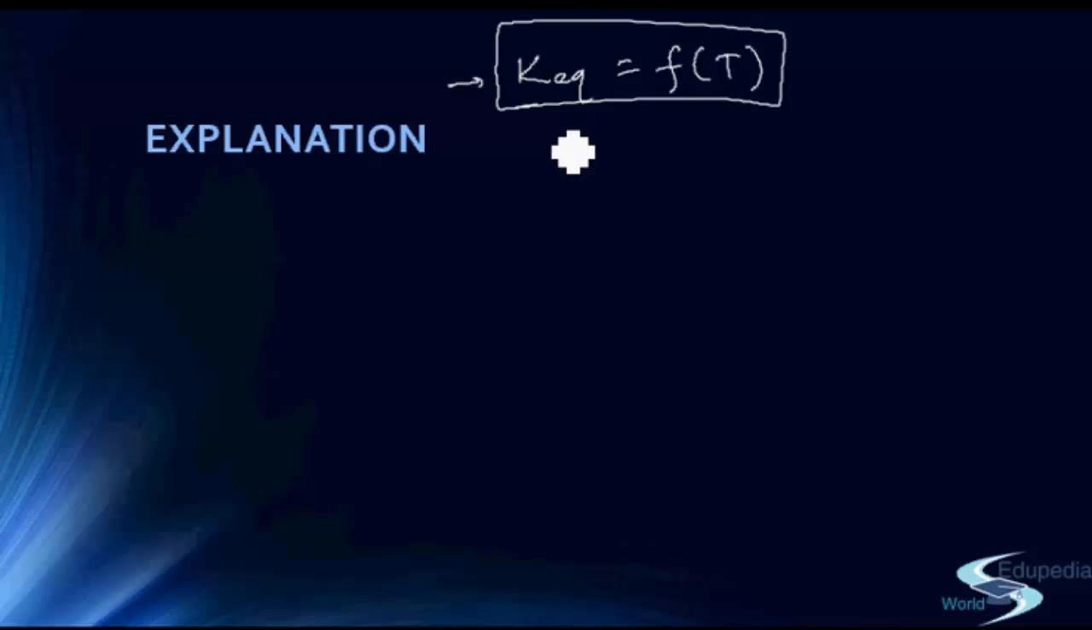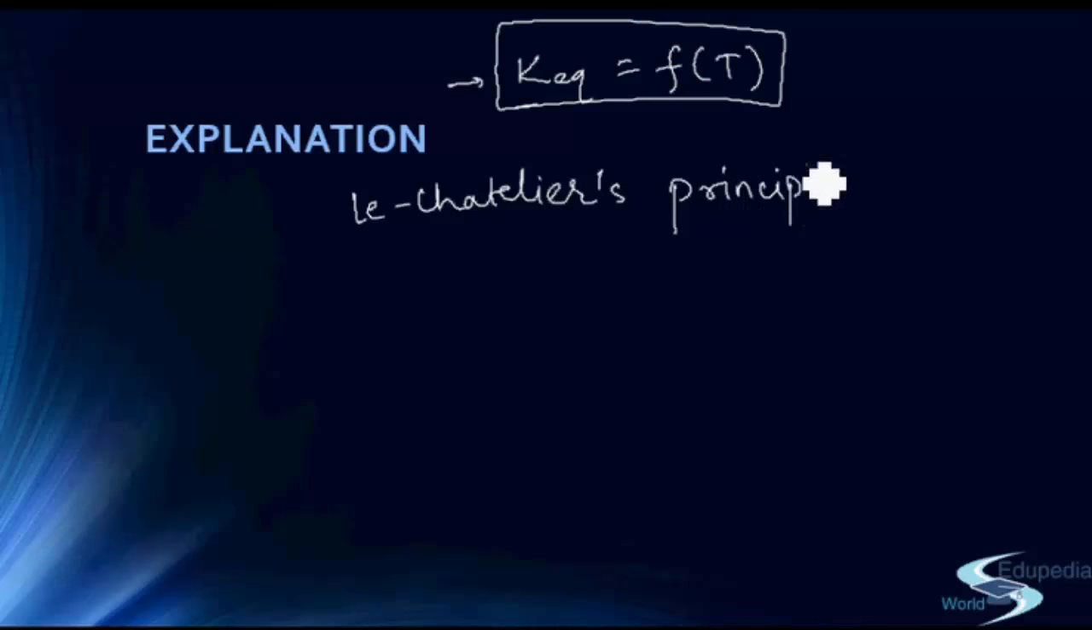Mathematically, how do we determine whether the equation is going to shift in the forward direction or in the backward direction with change in temperature? For now, we'll try and use Le Chatelier's principle to determine the effect of temperature on the equilibrium state. So what does Le Chatelier's principle say? It says that whenever I make any change to my system at equilibrium, the system by itself will try to minimize the effect of that change.